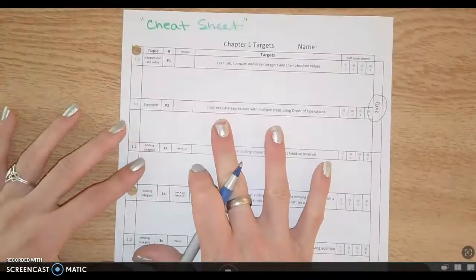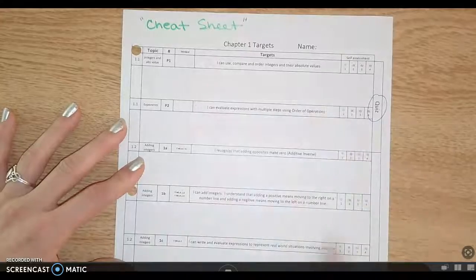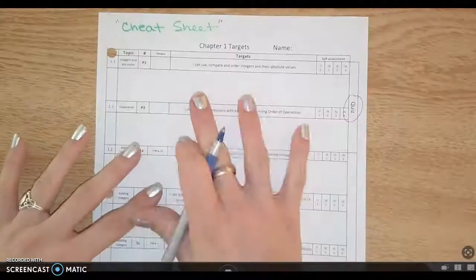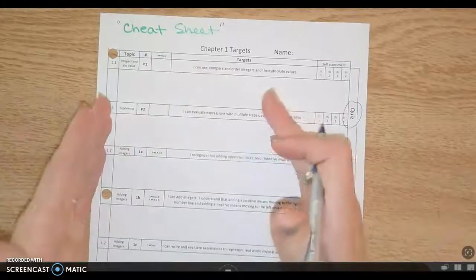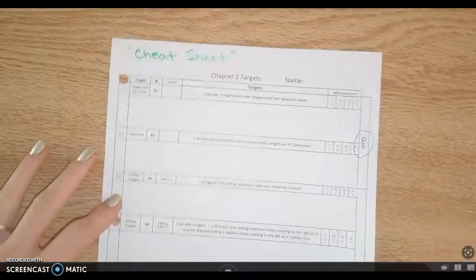So when you come to take the test, you're going to have this one piece of paper out, and this is what you can use to help you. Okay? So that's cheat sheet. That's a cheat sheet for the test.